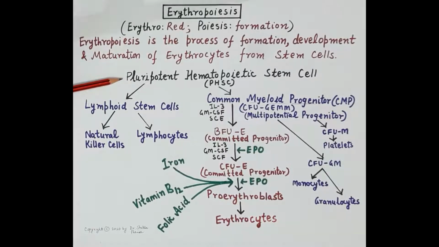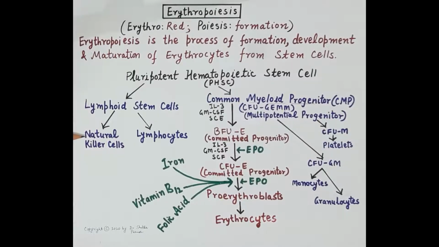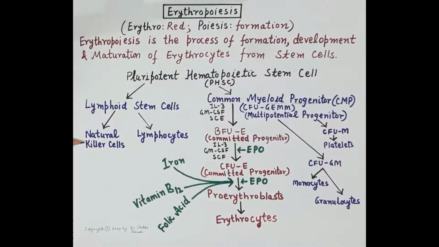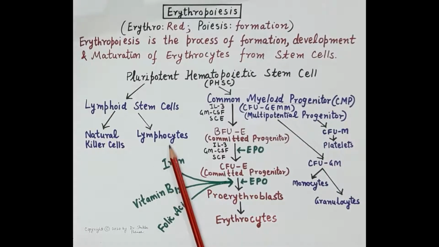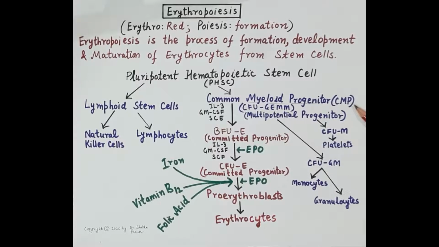Now these cells divide to produce two types of cell termed as lymphoid stem cells and common myeloid progenitor. Now lymphoid stem cells further divide and differentiate to produce natural killer cells. These cells are similar to lymphocytes and they produce lymphocytes which we know are of two types, T lymphocytes and B lymphocytes.